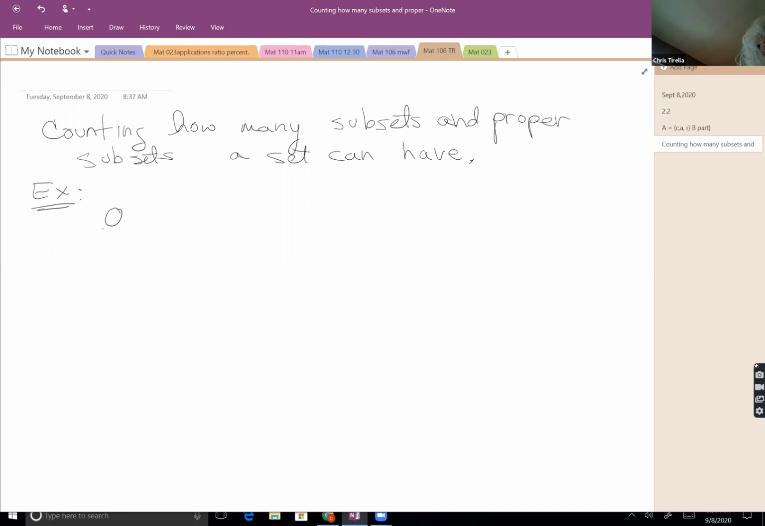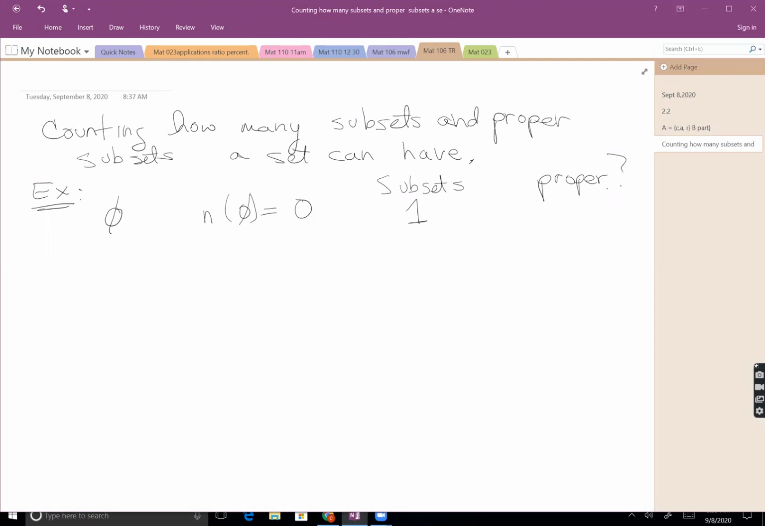Let's start with the empty set. How many things are in the empty set? Zero. If I ask how many subsets the empty set has, it would only be one. It would be itself. But if I ask how many proper subsets it has, does the empty set have any proper subsets? Wouldn't it be like infinite? Would it? Can you give me a proper subset of the empty set? The only subset that it has is the empty set.